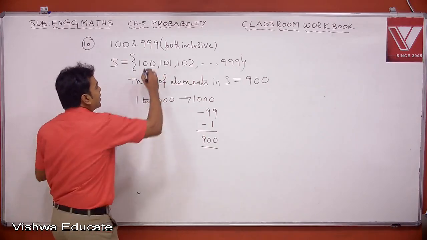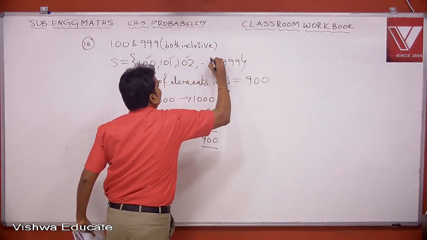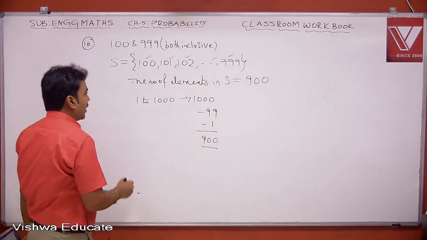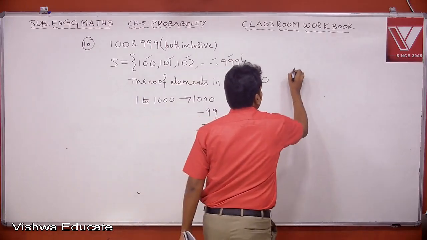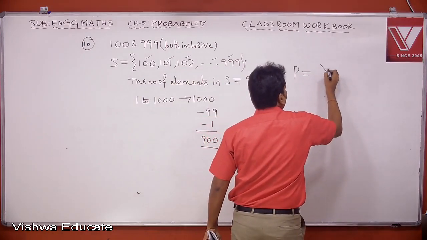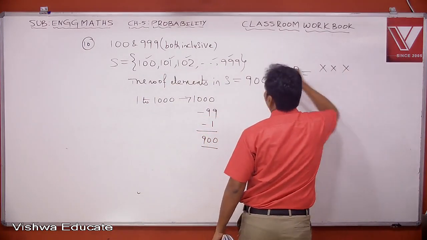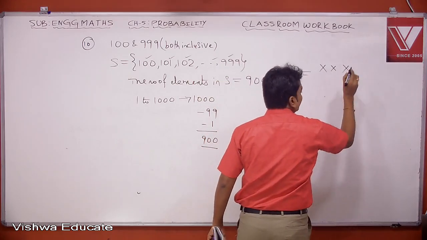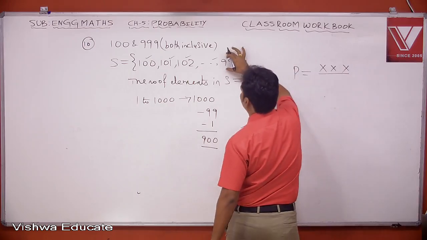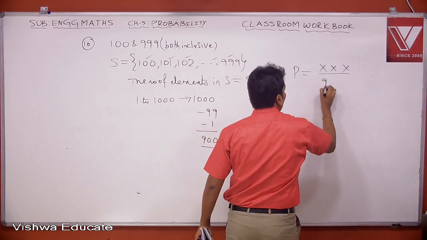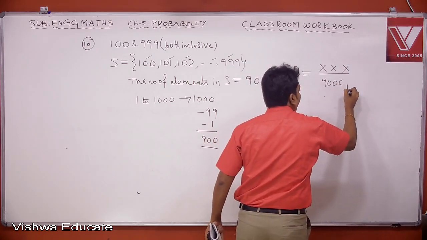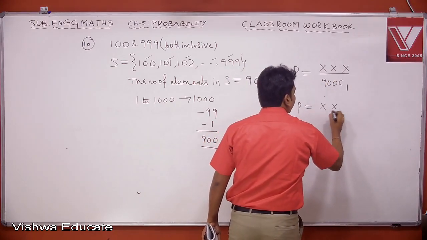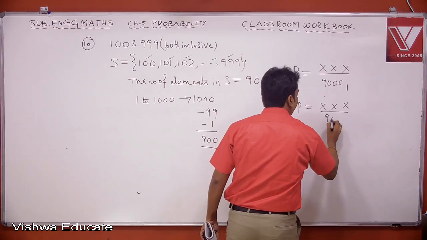So everything is a 3-digit number, so you need to select a number. The required probability is this. Every number inside S is a 3-digit number, like XXX for example. How many numbers are there in S? 900. You select one number, so that can be done in 900 C1 ways. Therefore the probability is XXX divided by 900.